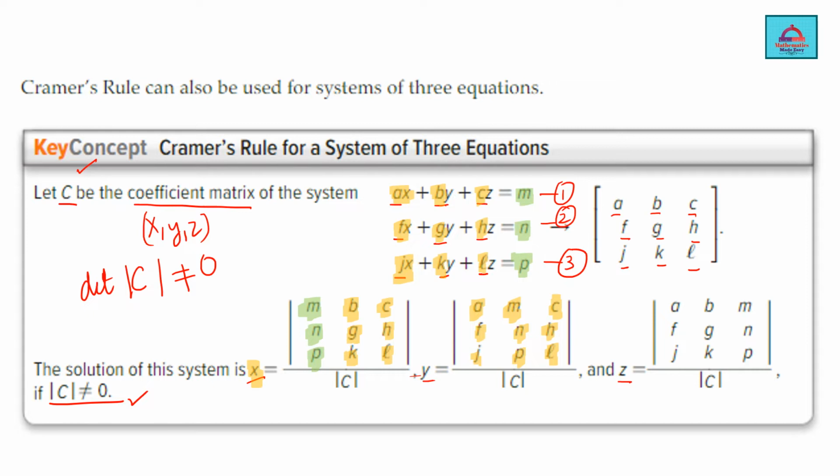Last is z. So for z you cover the coefficients of z and you write the other coefficients. So A, F, J first for x, then for y, and finally the right side, which is M, N and P. So as you see, for y it is a little tricky, the order is switched actually, but for others it is quite easy. So you'll have to learn this Cramer's rule formula so that you are able to apply it for solving questions. Very important, and in your exam a short question will surely come.